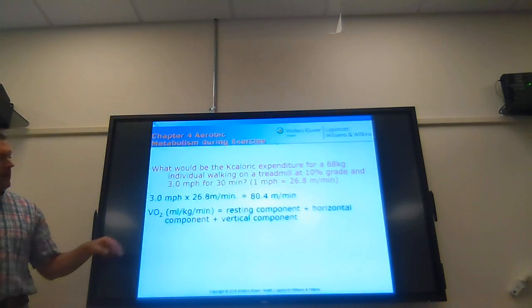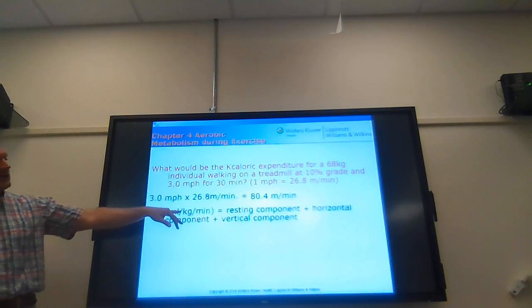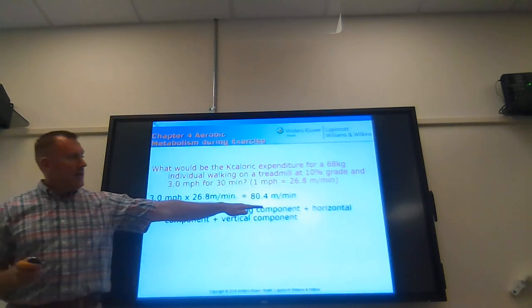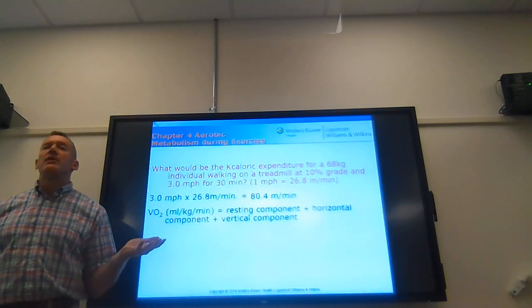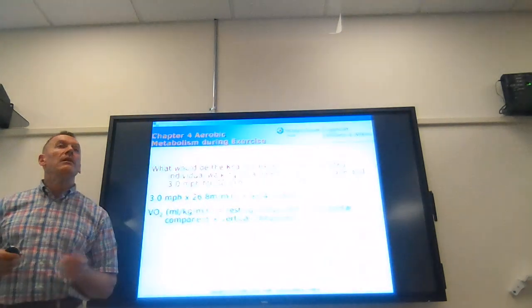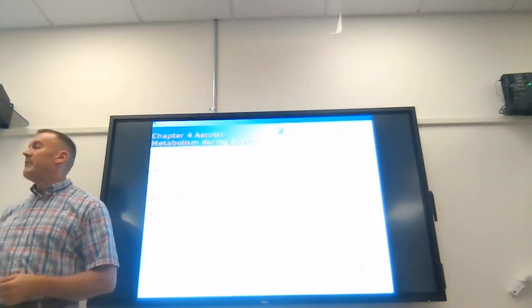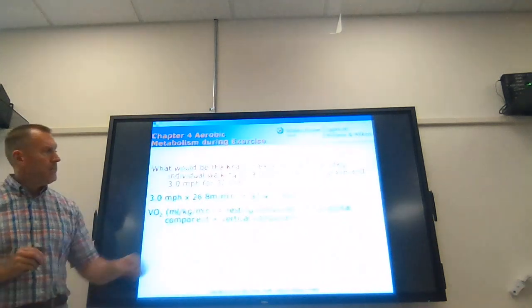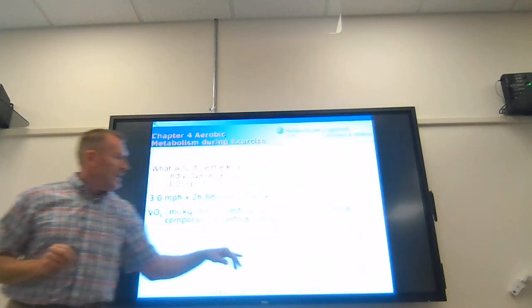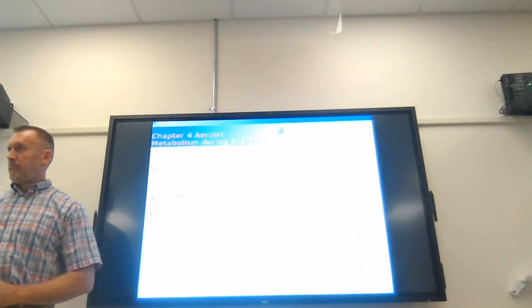Okay, so here's your equation right here. Milliliters per kilogram per minute, resting component. What's the resting component? How much at rest? What's our oxygen consumption at rest? Yeah, 3.5 milliliters per kilogram per minute. So the resting component plus the exercise part.